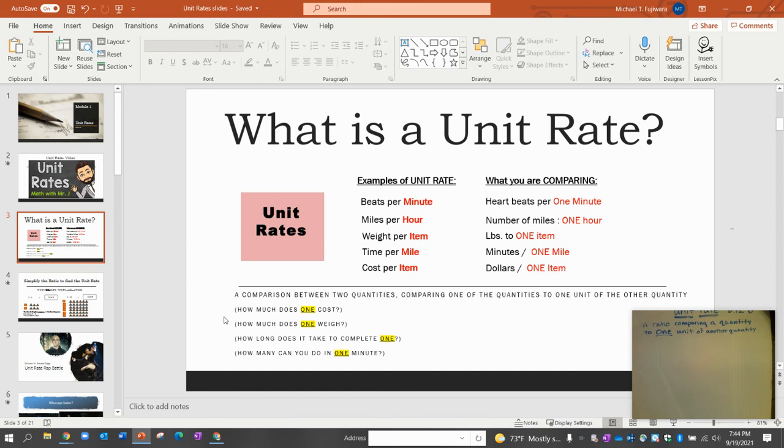So I have a problem from the textbook that says a chef buys 6 pounds of salmon fillets for $51.